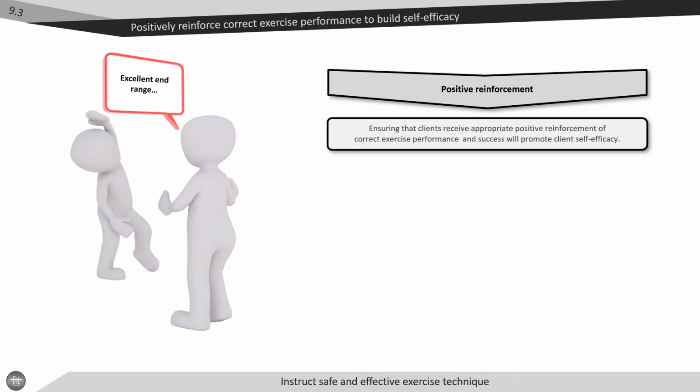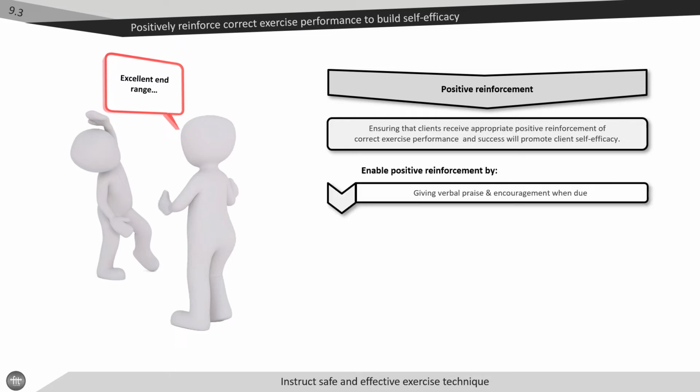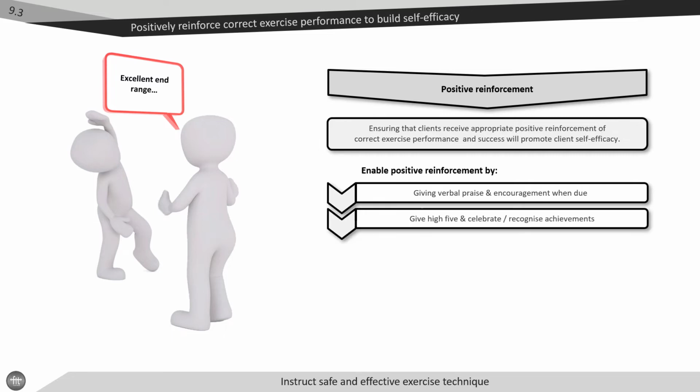Ensuring that clients receive appropriate positive reinforcement of corrective exercise performance will promote client self-efficacy. Positive reinforcement can be given through verbal praise and encouragement when appropriate during the session, with some clients being receptive to physical connection, such as a high five or a fist bump, to celebrate and recognise their achievement. However, when wins are acknowledged, ensure that praise is not given without warrant and not too often, as if used too much it will become familiar and may not have an appropriate effect.